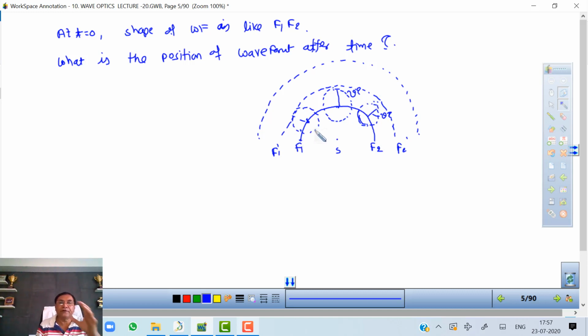Each point on the wavefront acts as a source of secondary waves, called wavelets, and the tangential surface to these is the new wavefront at a given time tau. Here we have explained it for a spherical wavefront. It is a cross-sectional view actually. If you cut any sphere, it looks like this, a hemisphere.